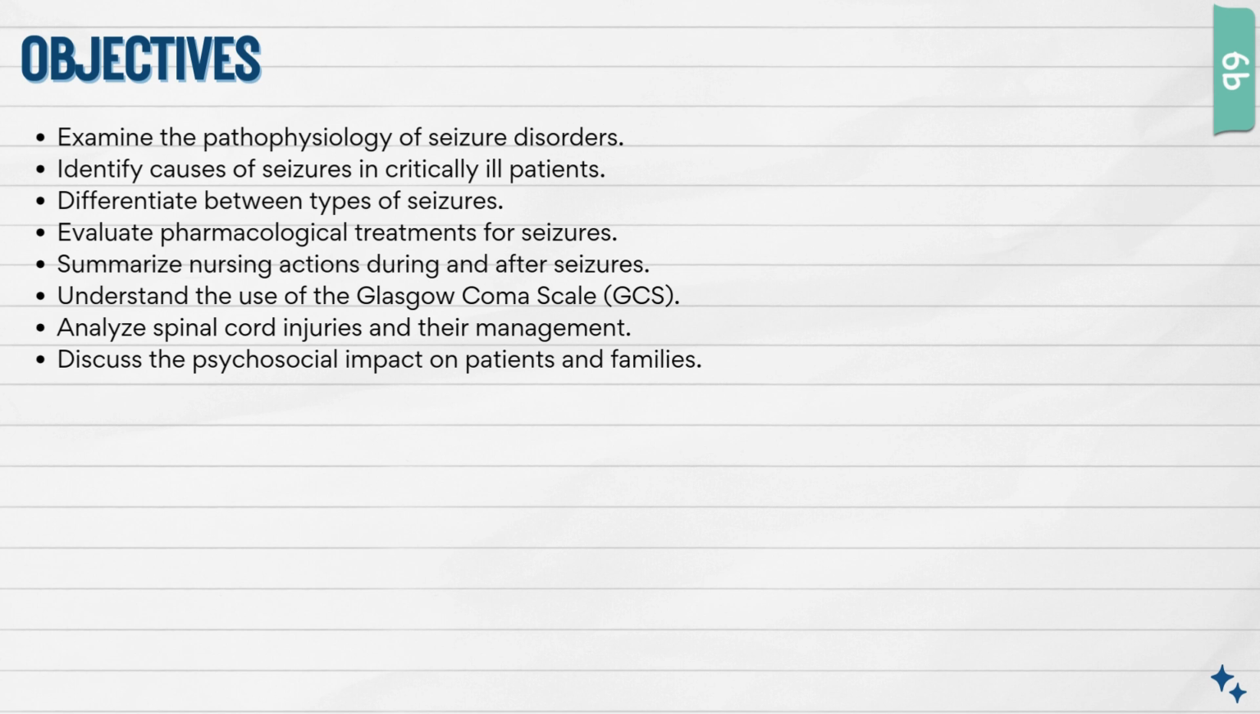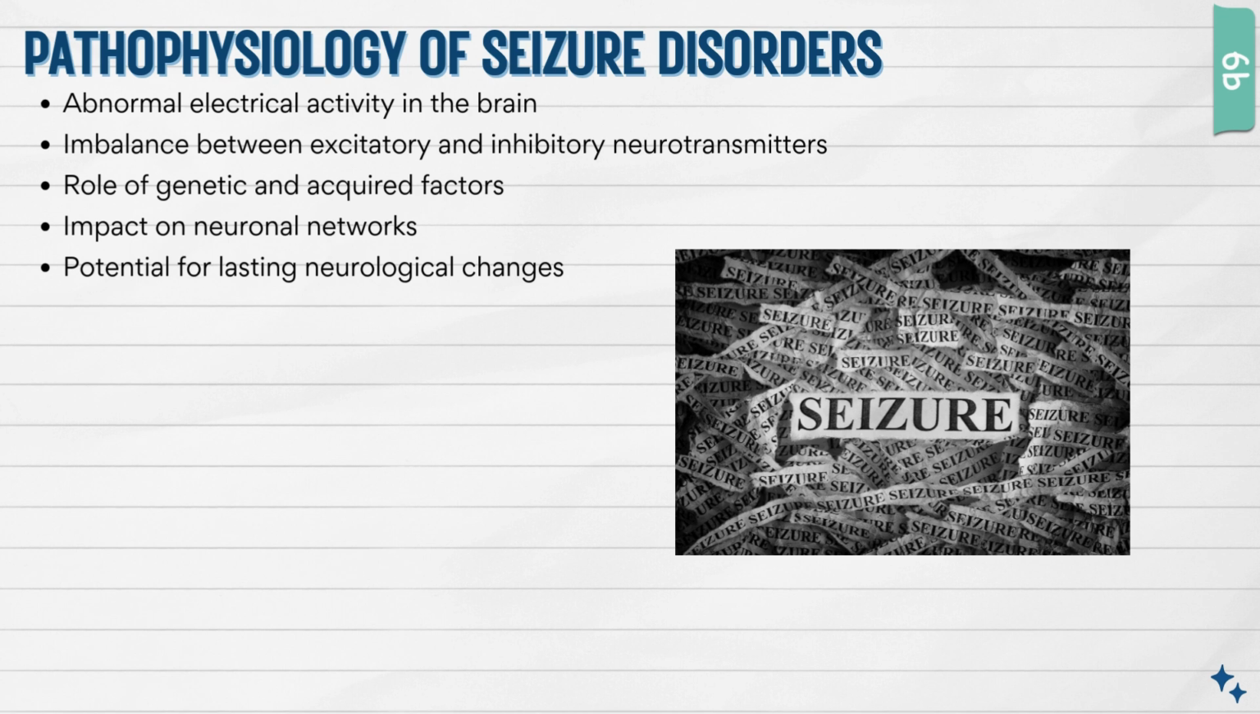We're also going to take a review of the Glasgow Coma Scale. You guys already are aware of those from health assessment and use in previous courses, but we're going to review it. And then we're going to talk about spinal cord injuries and some of the impacts that it can have on patients. So let's begin today with the pathophysiology of seizure disorders.